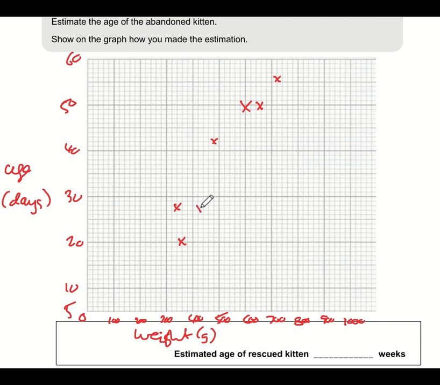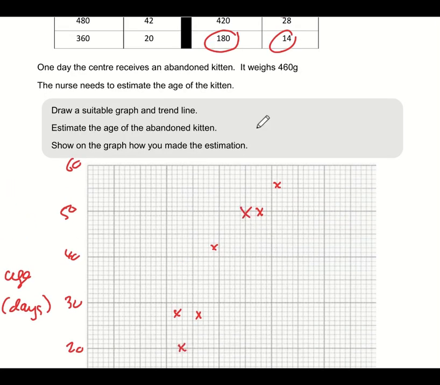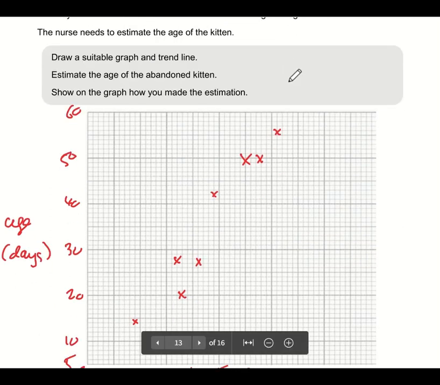1, 2, so there. And 180, which is 1 to the left of 200 up to 14. 10, there's 15, there we go, perfect. Okay, so I've plotted the data, and what we need to do is estimate the age of a kitten that weighs 460 grams.